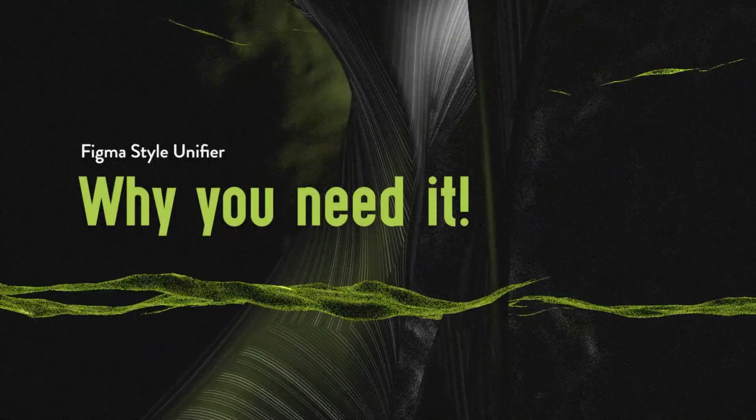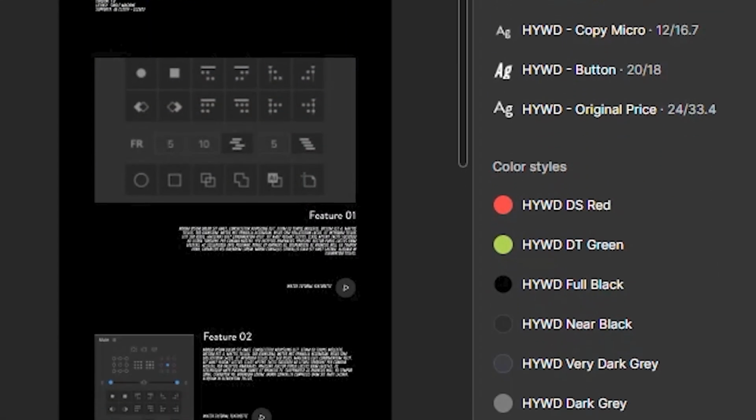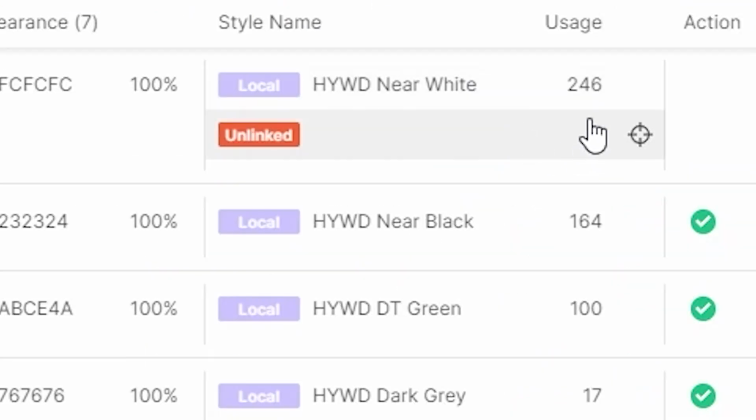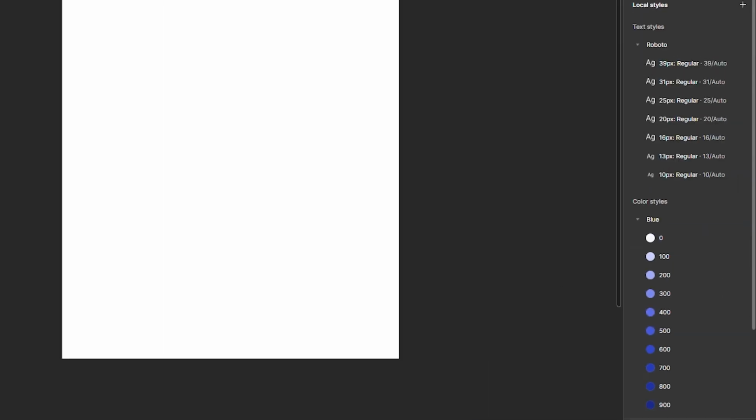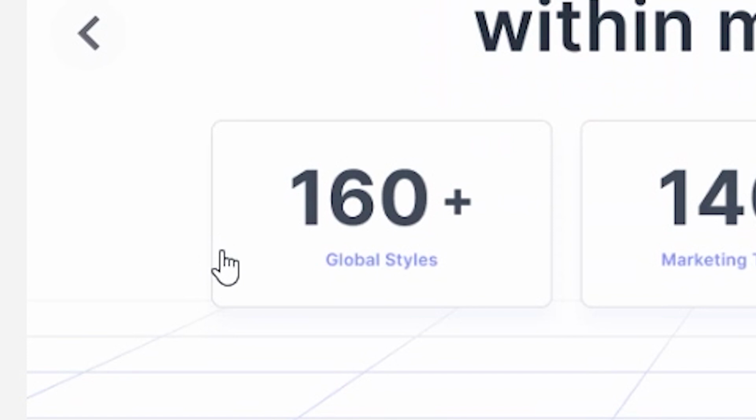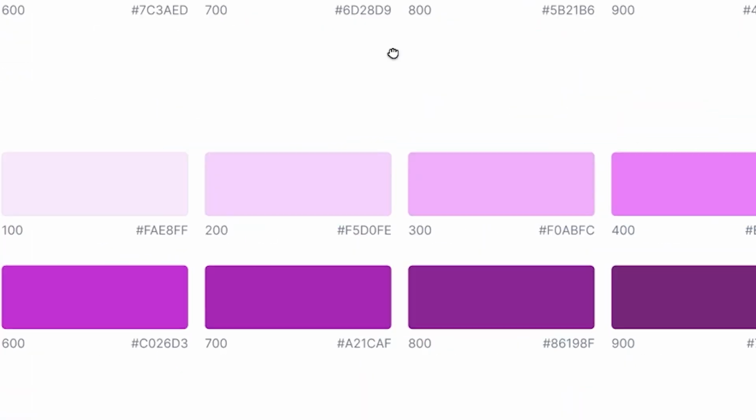Figma Style Unifier, why you need it. There are many design system and linting tools out there, but the linters only fix the last orphaned parameters of your design. And design system builders think you set up a bundle of styles before you even develop the first layouts. Or you are expected to use one of those bloated design system templates that have thousands of styles, which makes them basically unusable.